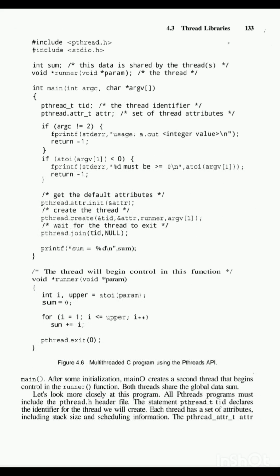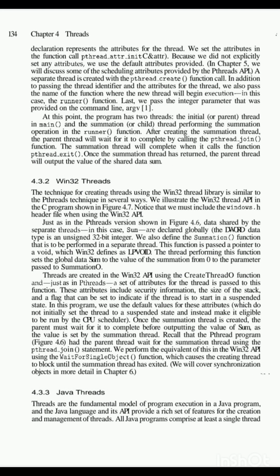In this, the program has two threads: the initial thread in the main function and the summation thread performing the summation operation in a runner function. After creating the summation thread, the parent thread will wait for it to complete by calling pthread_join. The summation thread will complete when it calls the function pthread_exit. Once the summation thread has returned, the parent thread will output the value of the shared data sum.